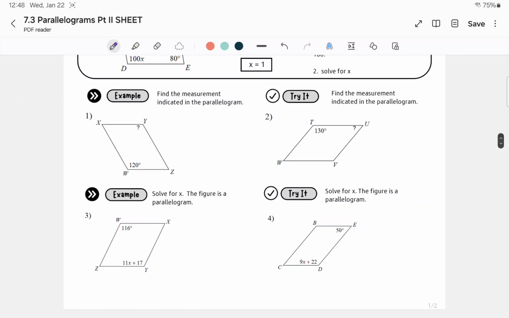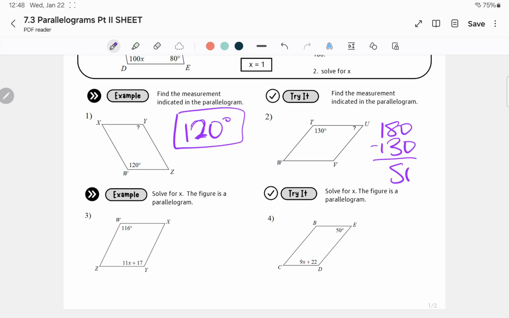So for number 1, the two angles are across. That means they are equal, they're the same. So it's just 120, okay? Let's write that a little bit better. All right, now for number 2, I know it says try it, but actually these are all four going to be examples. So now for number 2, these are next to each other, so those add to 180. So we're going to subtract from 180 to find the missing one, and that would be 50 degrees, right?